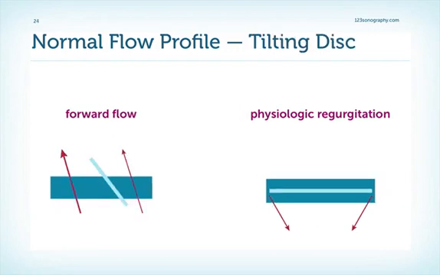The flow profile for tilting disc valves looks a bit different. Since we have 2 openings, we only have 2 jets, a larger and a smaller one. And we also see physiologic regurgitation at the rim of the prosthesis.